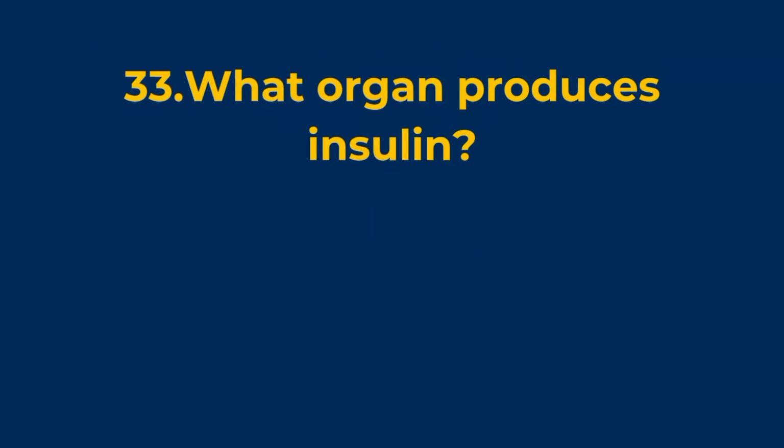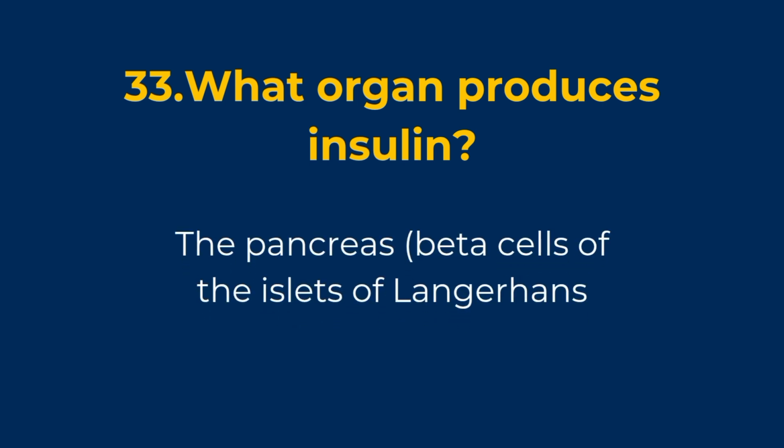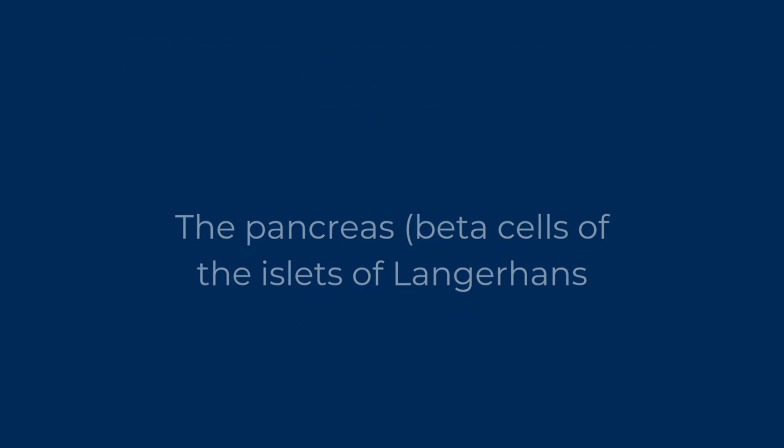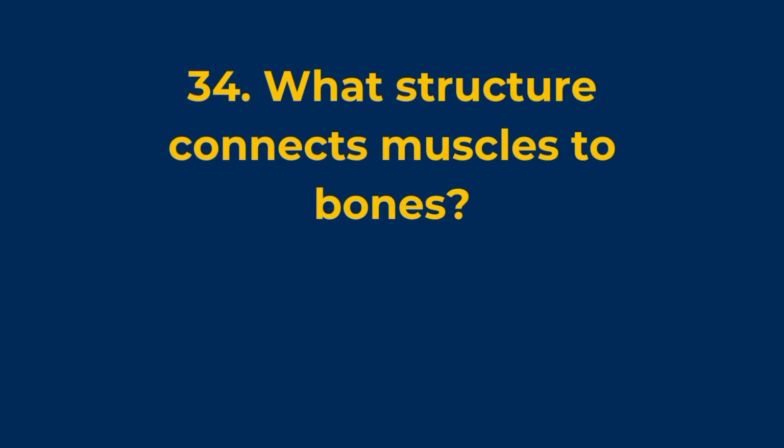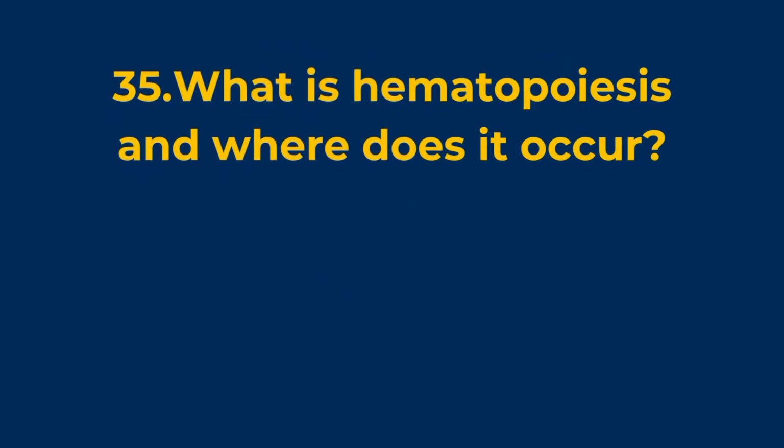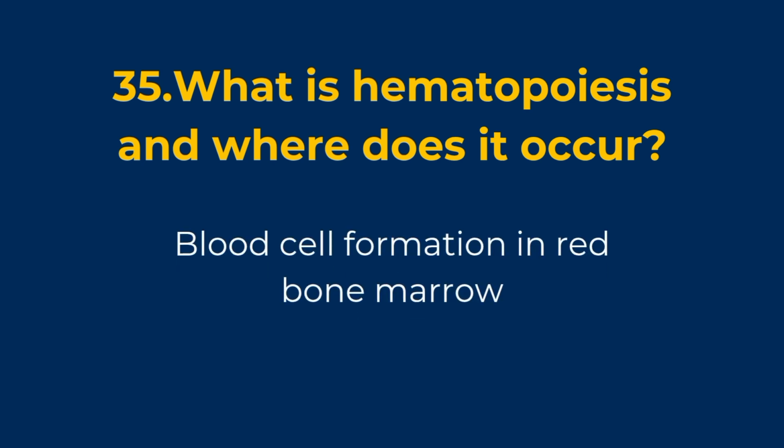33. What organ produces insulin? The pancreas, beta cells of the islets of Langerhans. 34. What structure connects muscles to bones? Tendons. 35. What is hematopoiesis and where does it occur? Blood cell formation in red bone marrow.